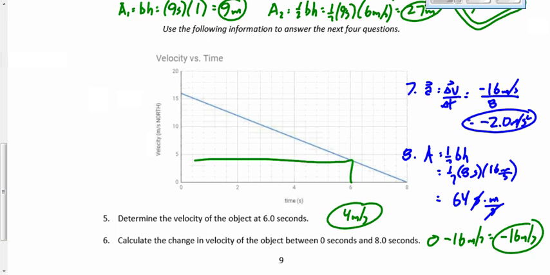A question just asked, would the 64 be negative? No, it would not be negative. We calculated this. The area was above the x-axis. It is positive. And let's think about, in practice, in the real world, why it would be positive.